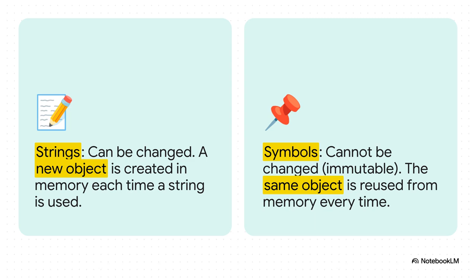Symbols, though, they're immutable. They can never change. And because of that, no matter how many times you use the same symbol, Ruby is smart enough to just reuse the one original object it made.